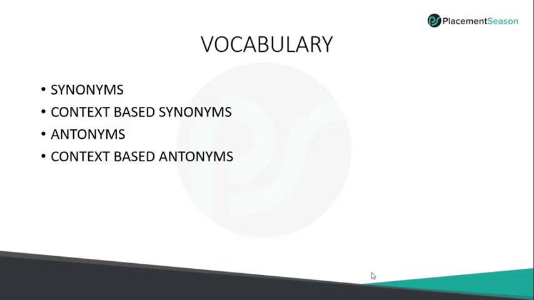When I talk about vocabulary, you can expect synonyms and context-based synonyms, antonyms and context-based antonyms. I also want you to keep in mind that you can expect a combination of both. You will get synonyms and context-based synonyms. Similarly, it applies for the antonyms part as well.